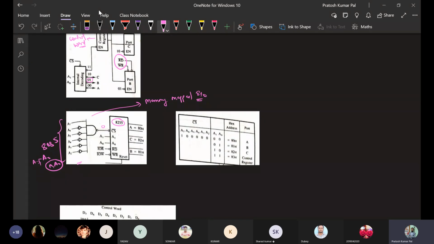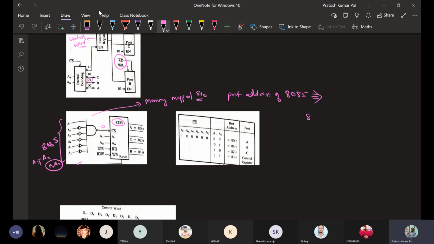So here suppose it is given that A7 is 1 and all other pins are 000. In that case, if this is the configuration, what will be the port address of 8085? So here A0 and A1 are 00, and A2 up to A6 is 0, and A7 is 1. So this will result in a value that is 80.